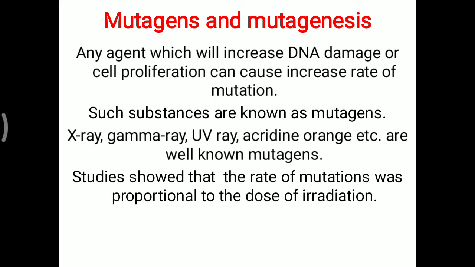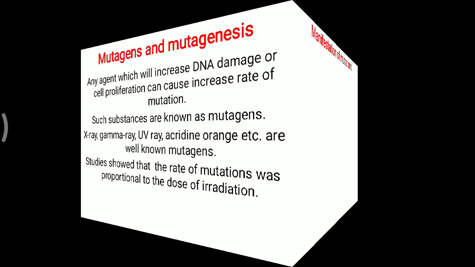Studies showed that the rate of mutation was proportionate to the dose of irradiation. This irradiation directly leads to DNA damage. Mostly pyrimidine dimers are damaged due to UV radiation, and that is more dangerous and leads to cancer formation. Now here, first we will look at the different manifestations of mutation.